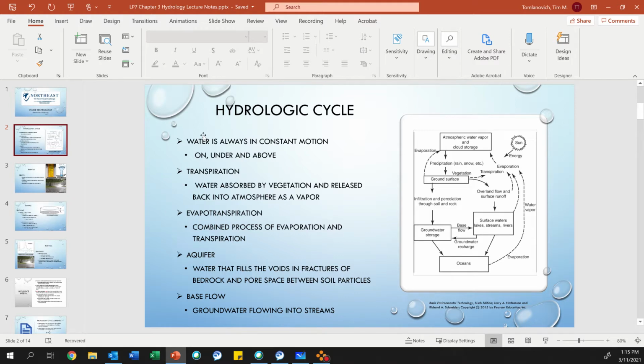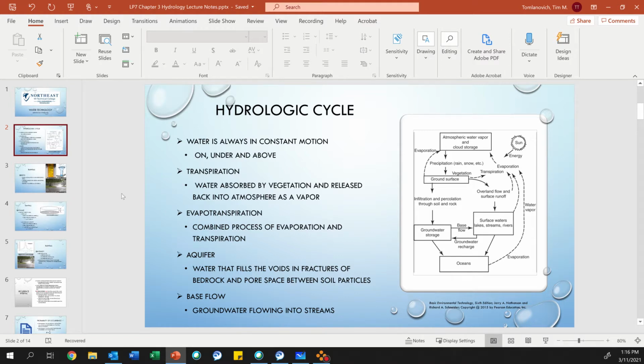Then there's an aquifer, water that fills the voids and fractures of bedrock and pore space between soil particles. And then base flow. Base flow is when groundwater, an aquifer, exits onto the surface of the earth. So there's always a base flow. Typically, we have to take into account groundwater when we're talking about watersheds and runoff.